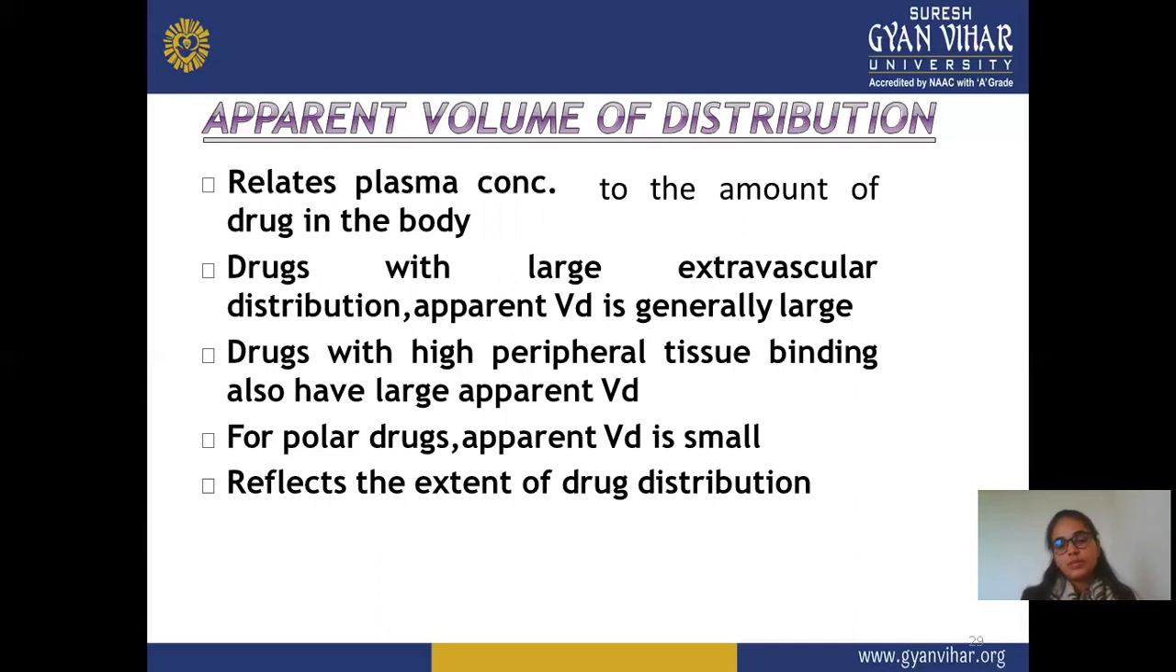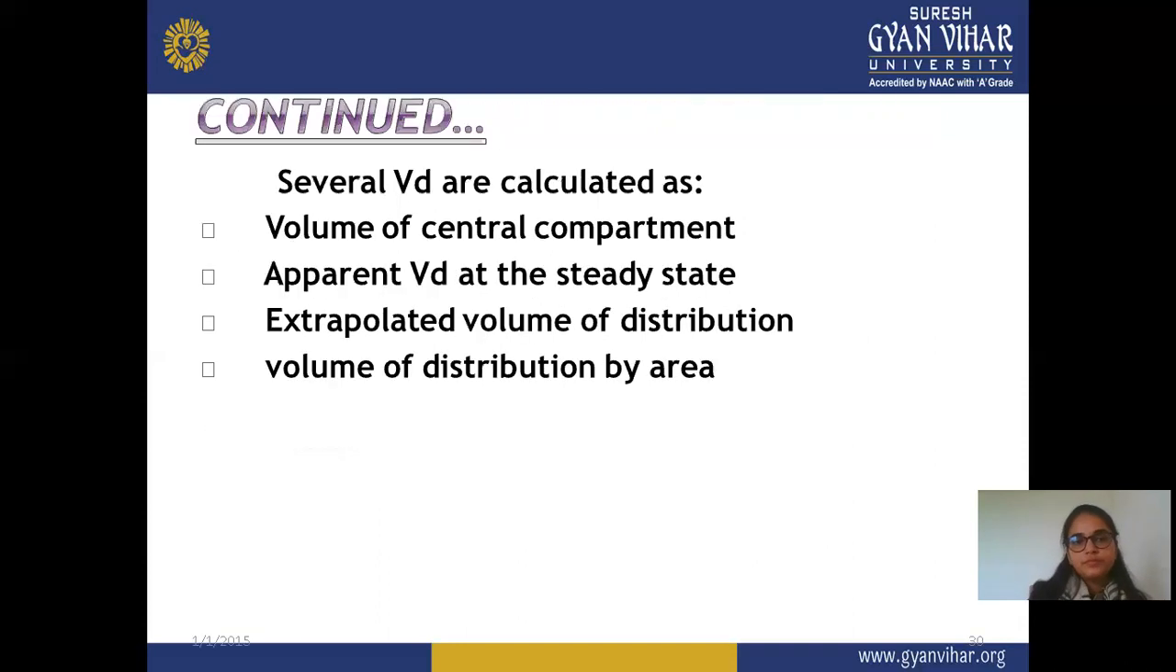So in a polar drug, this apparent volume of distribution is also less observed compared to a non-polar drug, and it reflects the extent of drug distribution. How much drug is distributed out, we can easily check with the help of these values, and how much drug is available in your body for showing that particular effect, with the help of apparent volume of distribution.